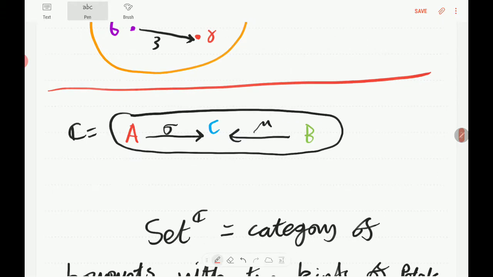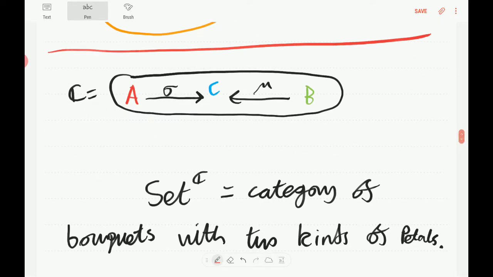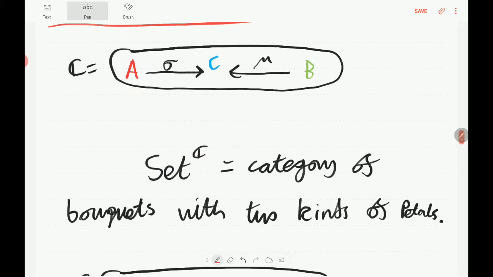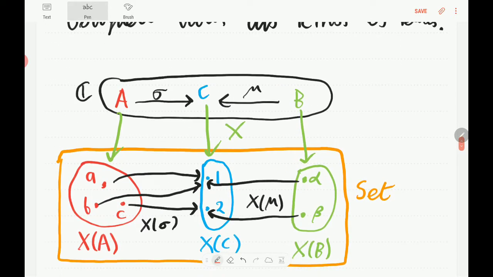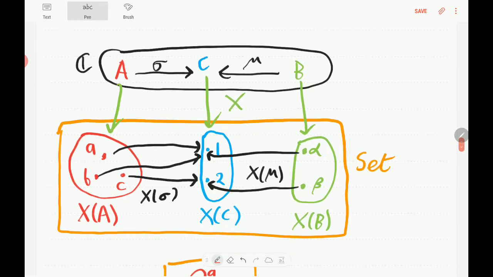Okay, so here's another example. This is the dual to the category previously mentioned. So let's consider this case here now, where C is this category with objects A, B, and C, and then there's an arrow sigma from A to C and an arrow mu from B to C. And so in this case, set to the power of C is going to be this category of bouquets with two kinds of petals. All right, so basically an object in this kind of category, we can think of it as a functor from C to set. It's going to be associating with these different objects A, B, and C sets.